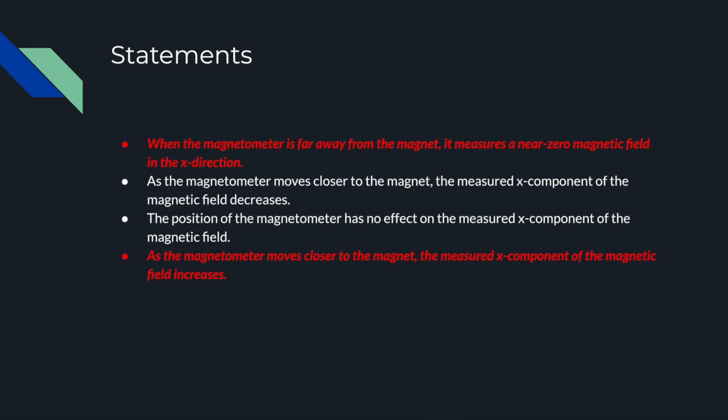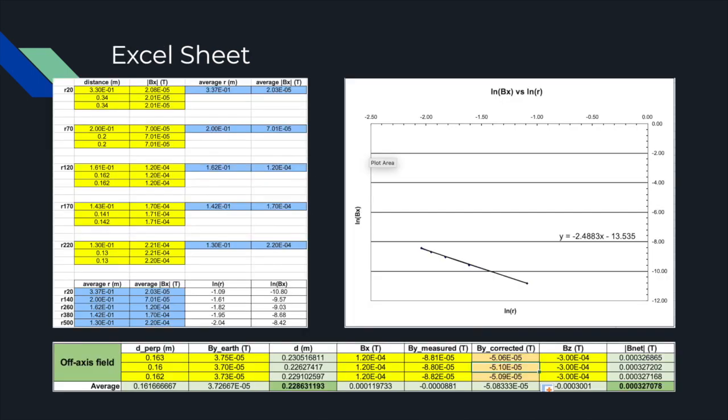Out of the four statements presented to us, number 1 and number 4 describe what I had observed while conducting this experiment. When the magnetometer is far away from the magnet, it measures a near zero magnetic field in the x direction. As the magnetometer moves closer to the magnet, the measured x component of the magnetic field increases.